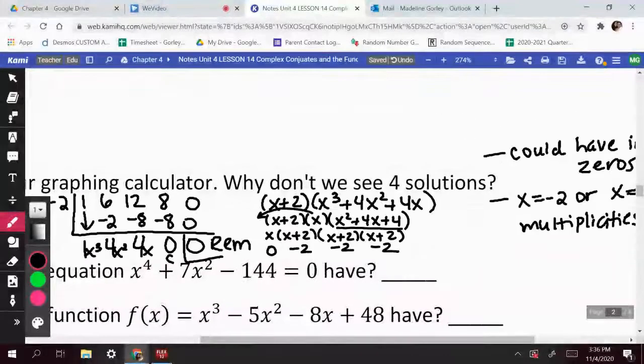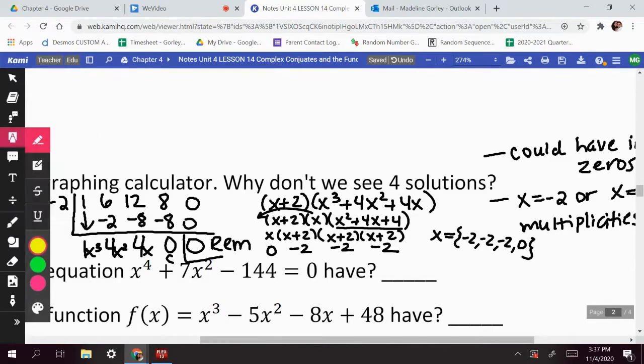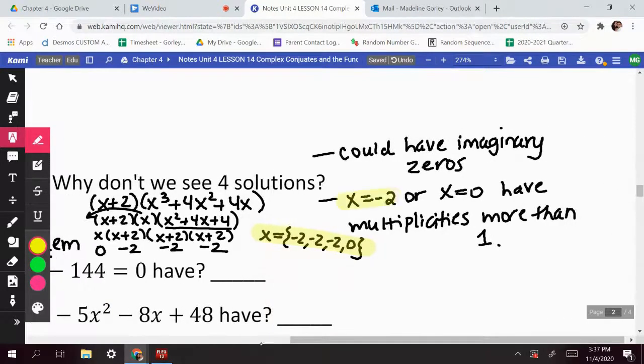Look at my solutions. x equals -2, -2, -2, and 0. So you can see I have 4 solutions. It's just that -2 has a multiplicity that's more than 1, right? -2 has a multiplicity of 3.